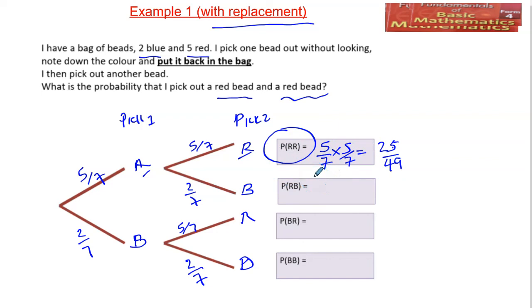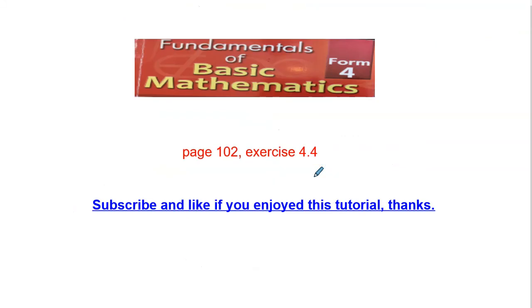But what else do we need to do? Well, you can go and practice from your Fundamental of Basic Mathematics book if you're doing Nectar, page 102, exercise 4.4. Otherwise, if you're doing GCSE or IGCSE, you could use your own book or go to Math Genie, you know where it is, and just practice some questions from there.